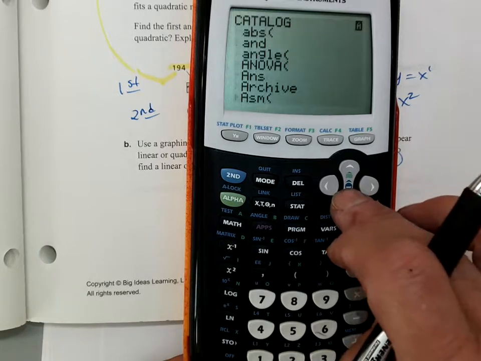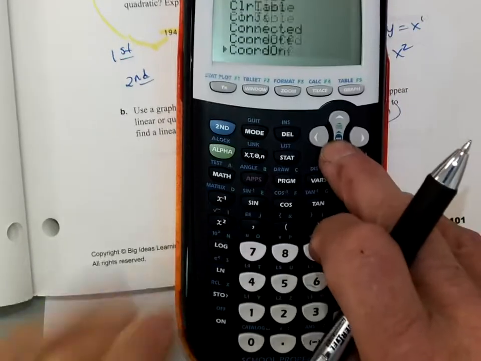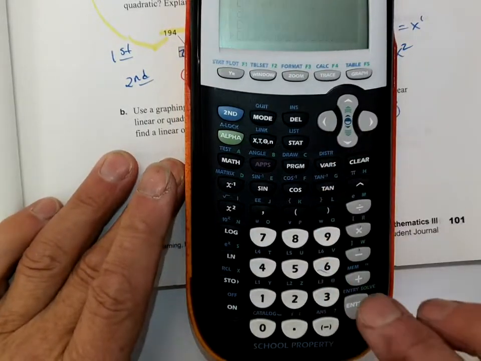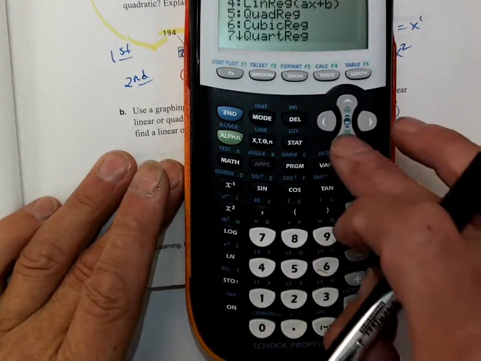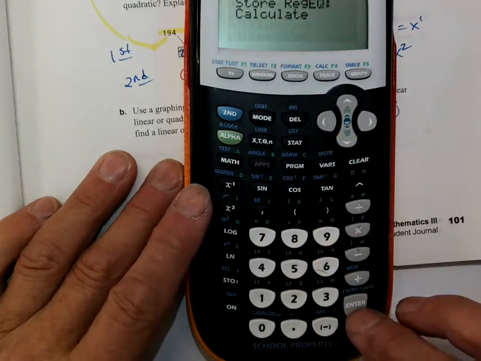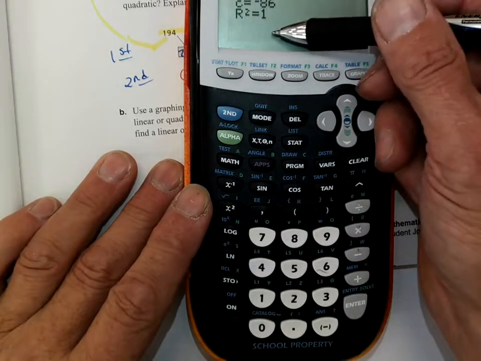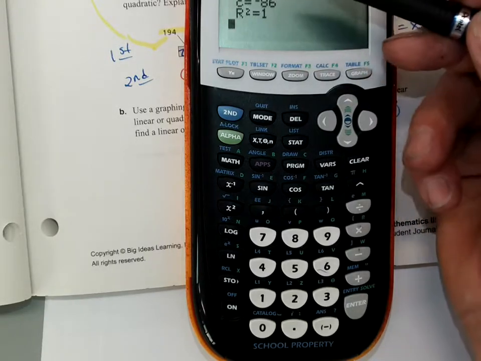So I'm going to go to my catalog. I'll show it to you real quick. I'm going to go to diagnostics, and turn my diagnostics on. And then when I do it again, I'll have it. And of course, an R squared of 1 tells me 100% of my data fits this graph. So we know it's good, right?